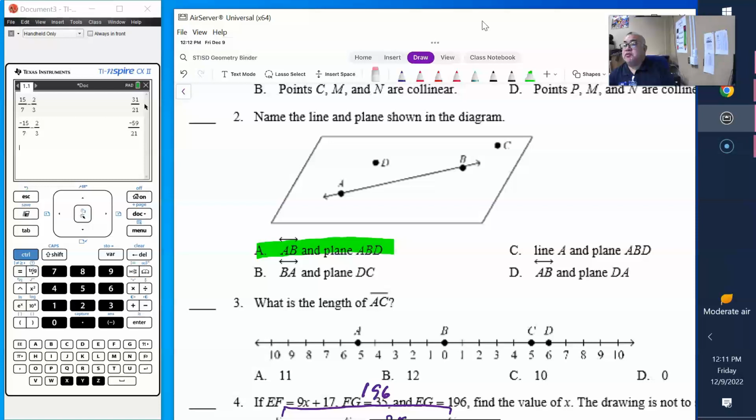I'm going to start with number 2. Name the line and plane shown in the diagram. To name a line, you need 2 points. So we have A and B, and this line going through A and B, so we know that it's going to be line AB. And then to name a plane, you need 3 points: A, B, and D. So your answer is A.